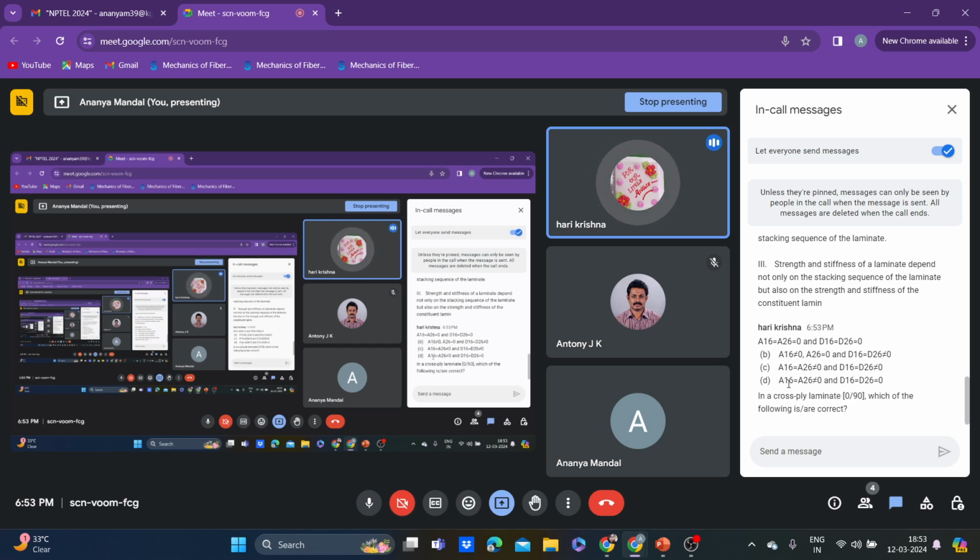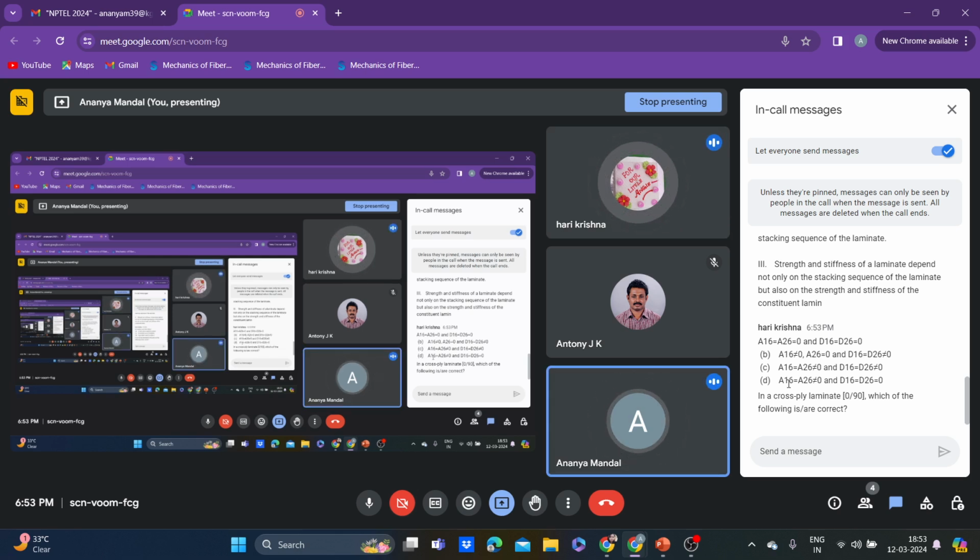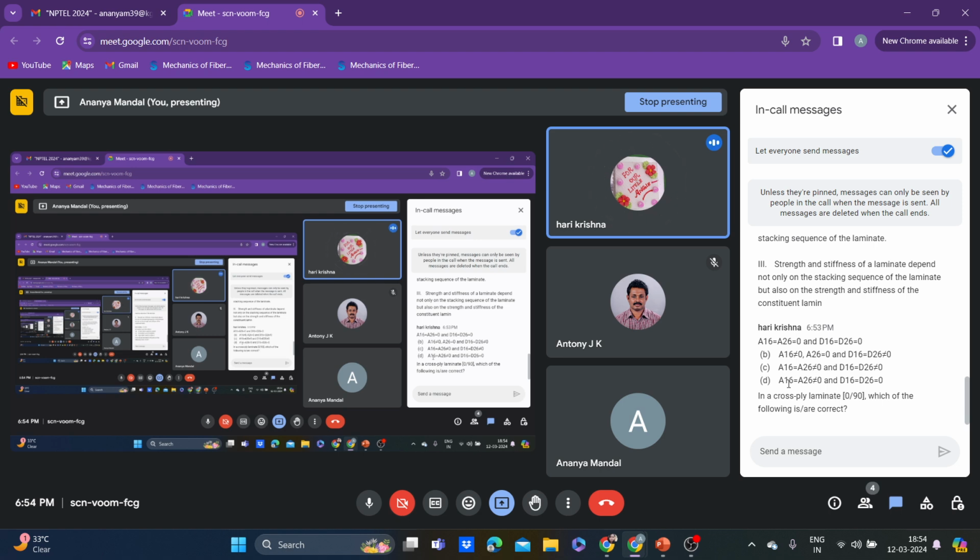It is a question on a cross ply lamina 0, 90. Which of the following statements is correct? As with 0, 90, 0, 90 means A is 0, 90 only. Is the first option A only, ma'am? A16.